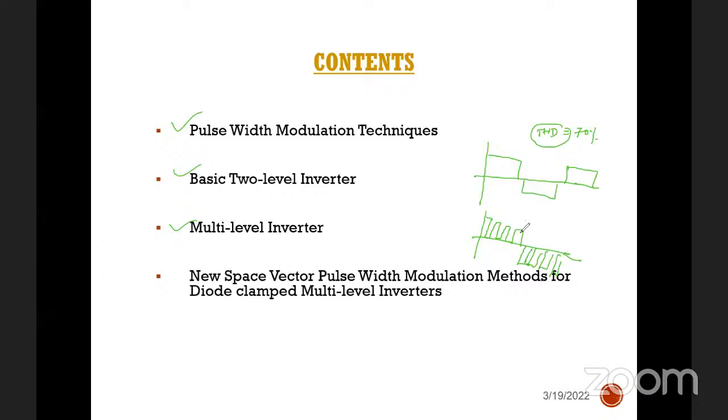So if you see the spectrum analysis of this output voltage, which is from the inverter, the THD will drastically decrease. That's why, instead of continuously turning the switches on and off during the positive half cycle and the negative half cycle, if you do it many times like this, the total harmonic distortion of the output voltage we get is around 50%.